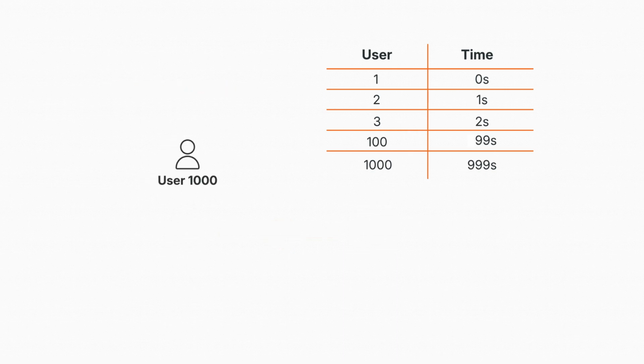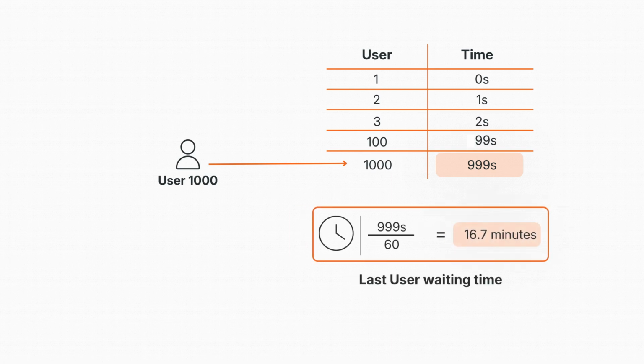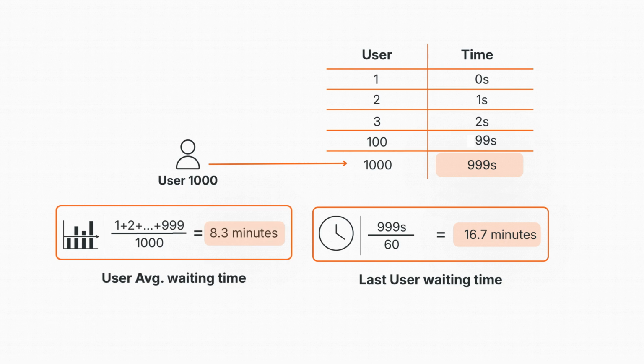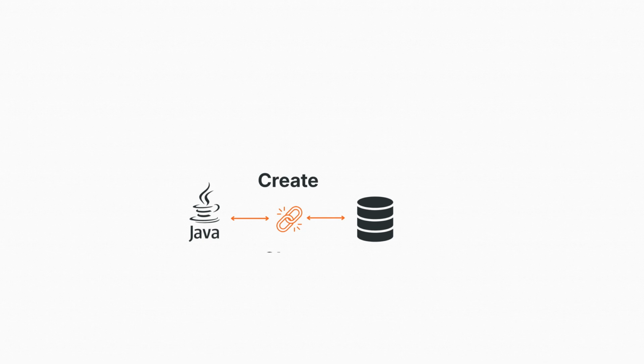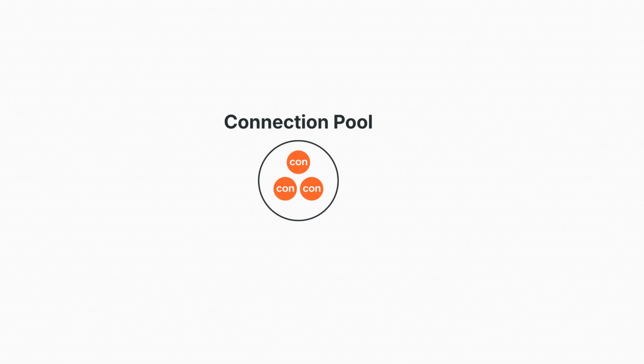Eventually, the last user waits about 999 seconds, which is approximately 16.7 minutes, while the average waiting time is about 8.3 minutes. On top of that, creating a database connection is an expensive operation. Clearly, creating and closing a new connection for every request is not an efficient solution for real-world applications. This is where connection pooling comes into the picture.